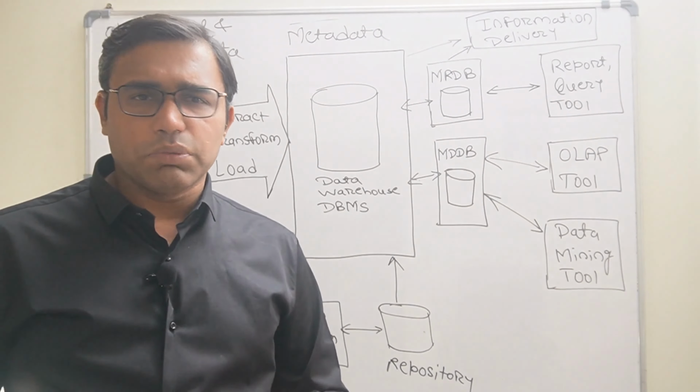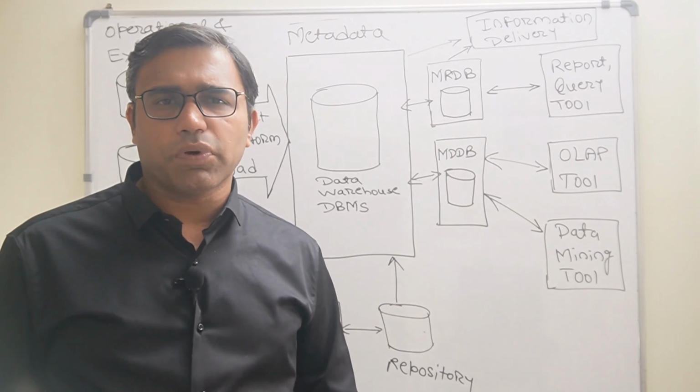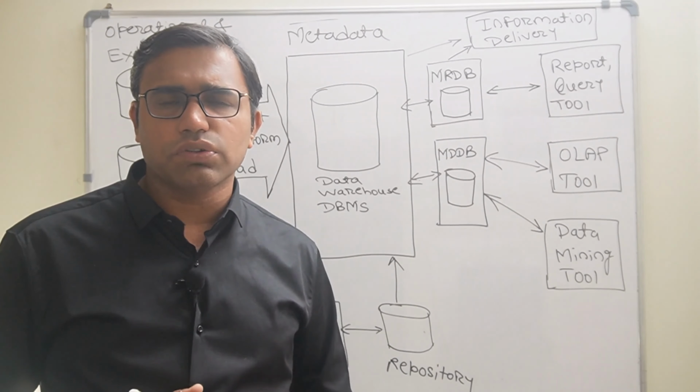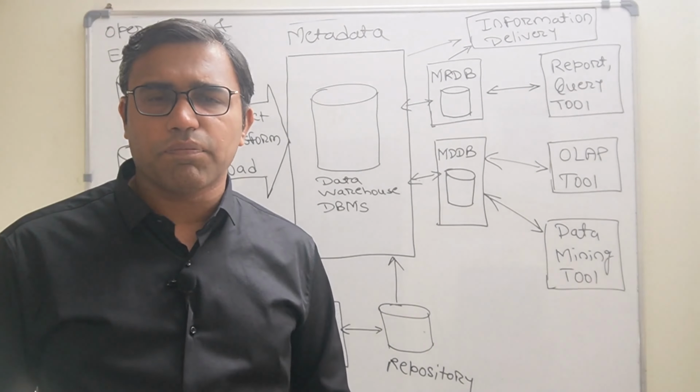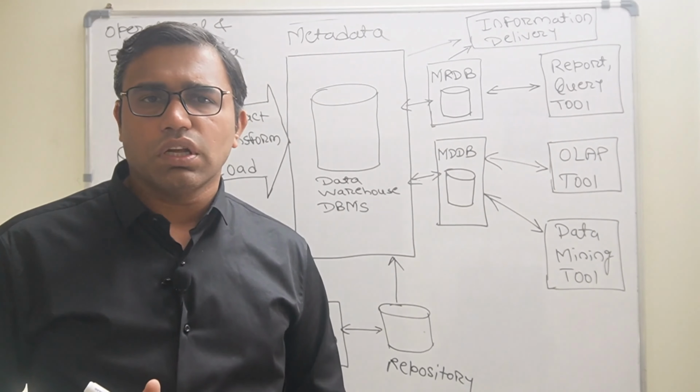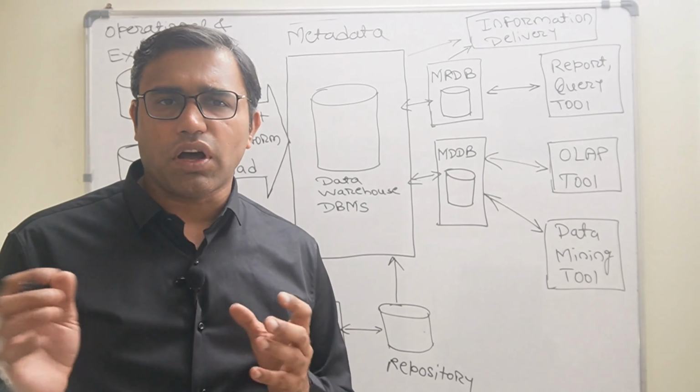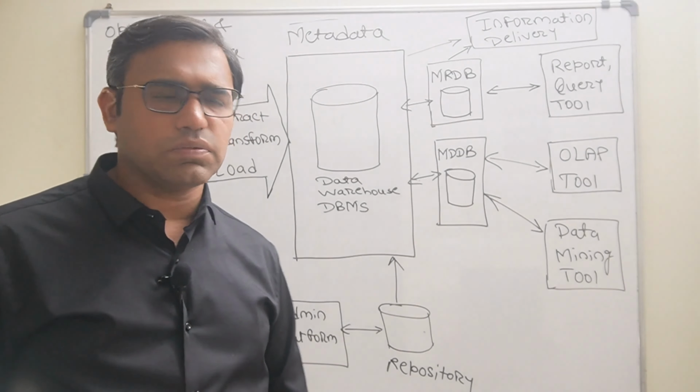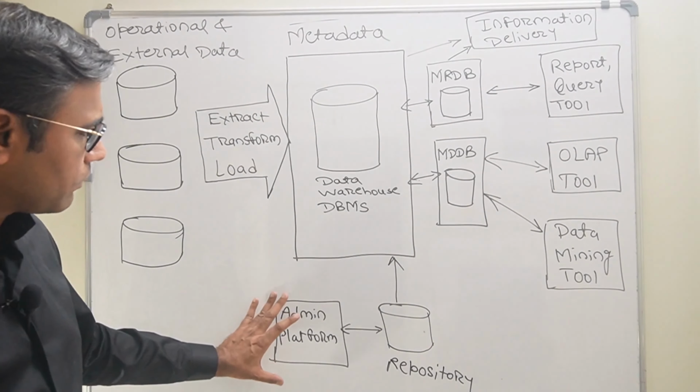And there is the admin platform. What is the role of the admin platform? The admin platform is responsible for handling the complete data warehouse. He is taking the daily backup. He is responsible for providing security to the data warehouse. He is responsible for archiving the data. All these things are done by the admin platform.